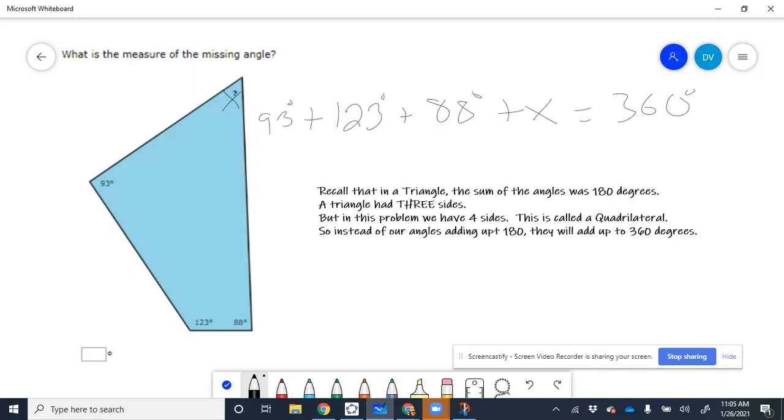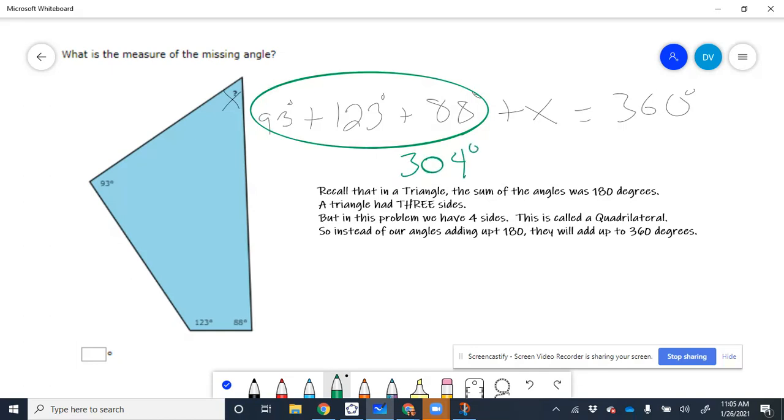Okay, so once we write this equation, it's not hard to solve. We're just going to add up those three. Let me take a second to do that. Plus 123 plus 88. So those three add up to 304. If we add all these three like terms, they add up to 304 degrees, plus X is equal to 360.